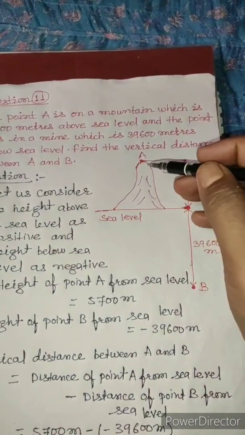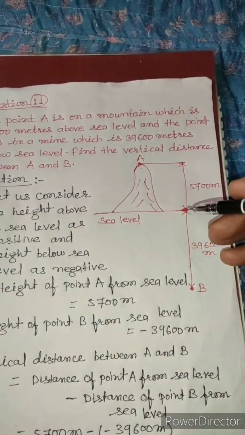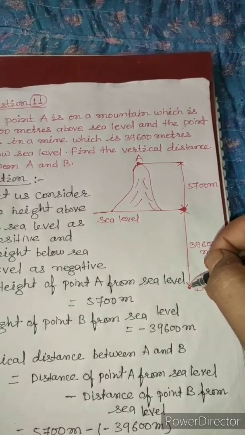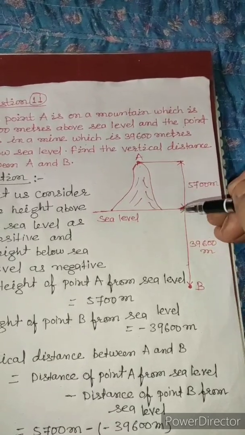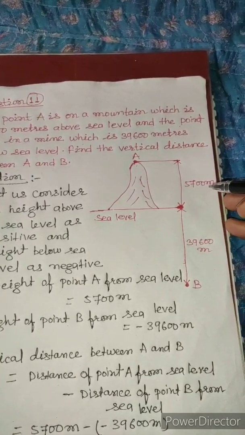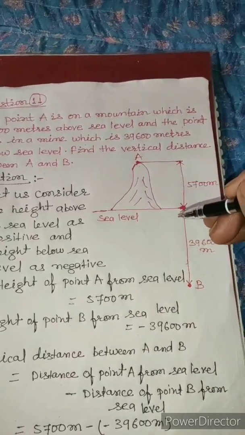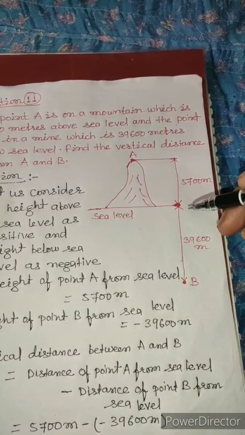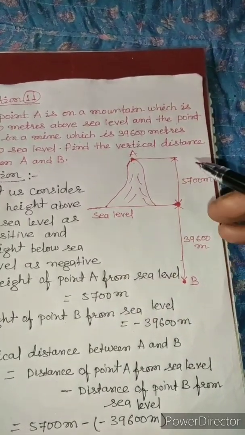If you see the diagram here, point A is on the mountain, and point B is inside the mine. What is the height of point A? Point A is 5,700 meter above the sea level, and point B is 39,600 meter below the sea level. So now what is the question asking?